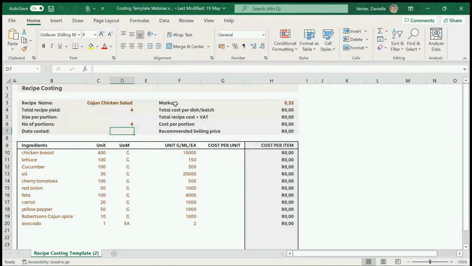On the right hand side will be your markup. We are working on, as I said, a 33% food cost. You can change this if you want to. So if your food cost is 45%, you can just say 0.45. Then it will give you your total cost per dish.